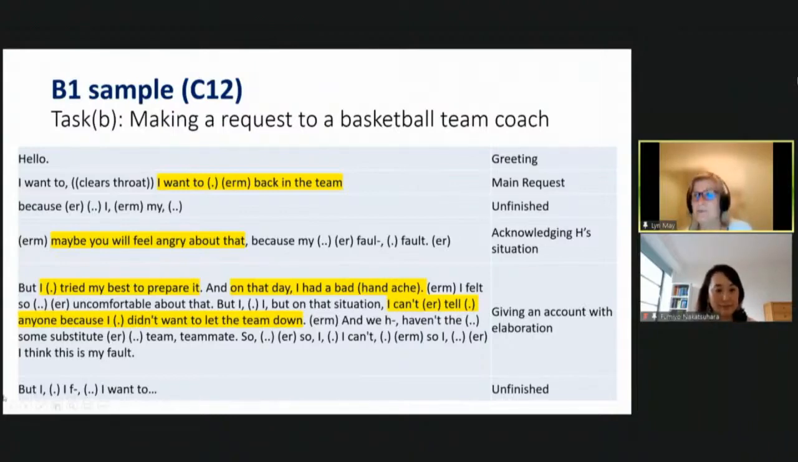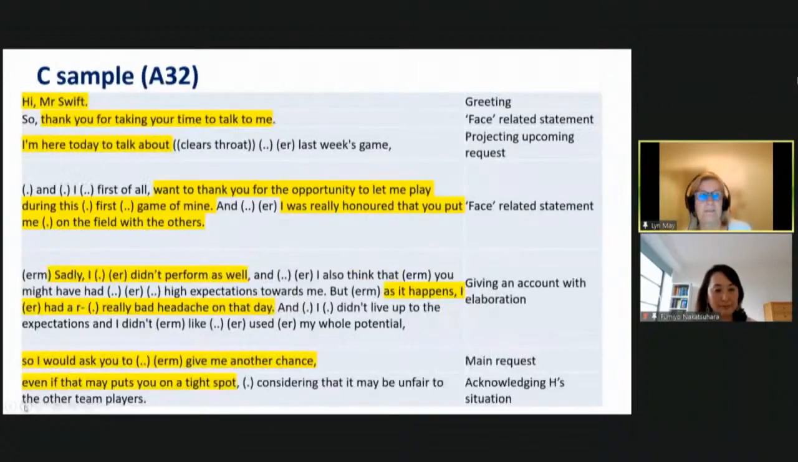Okay. The next sample that we're going to be looking at is the C sample. So you can see immediately that this is a longer response, but it's also a response where the architecture of talk is quite different. So what we've got here is a greeting that includes the interlocutor's name, so it personalizes it. There's a face-related statement that comes first. The request is projected, so you've got a very clear projection of the upcoming request. You've got more face work, one might say. So more empathy, sympathy building, getting you on my side, happening there.